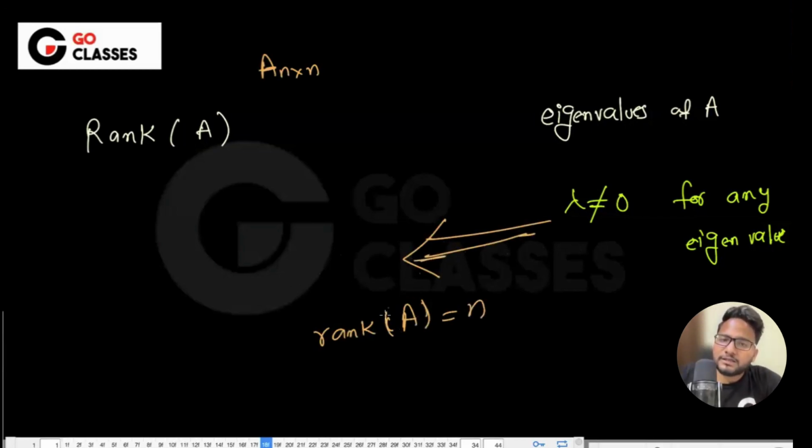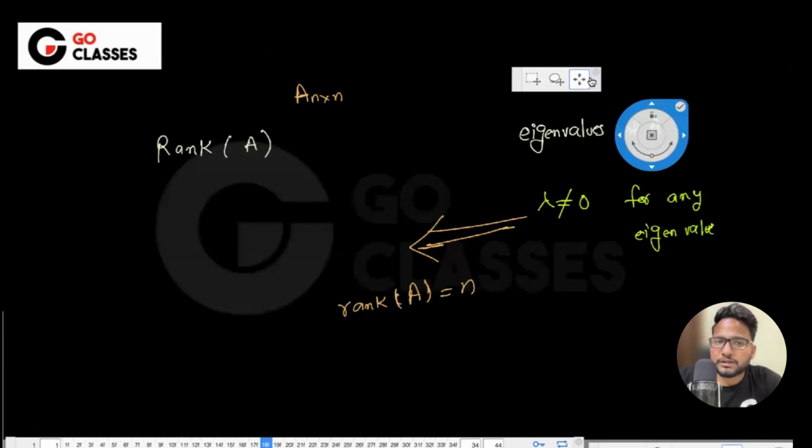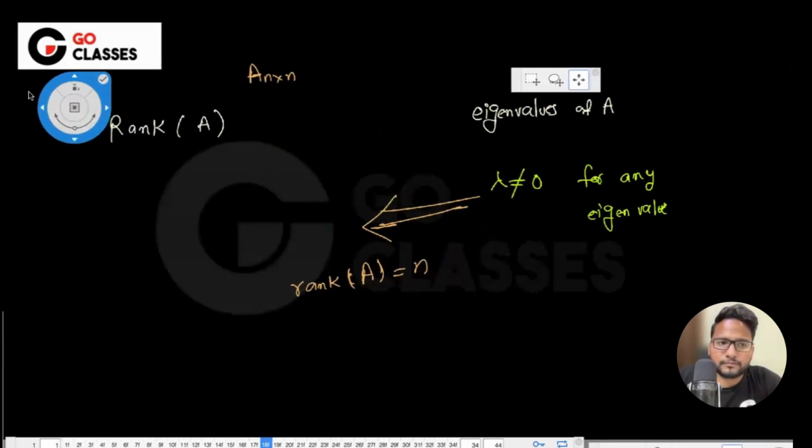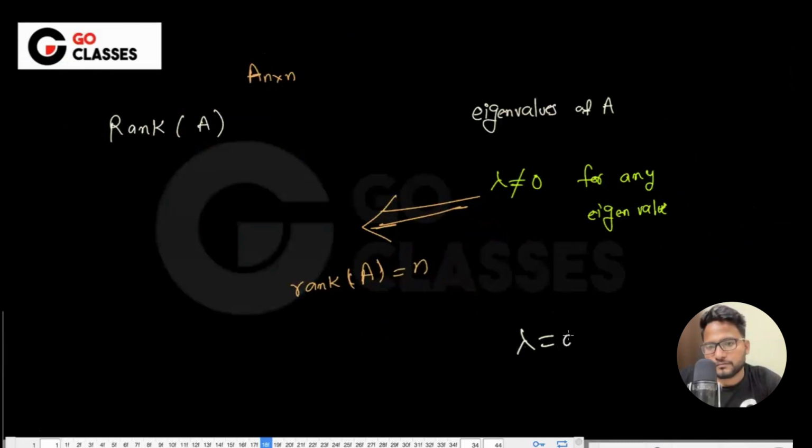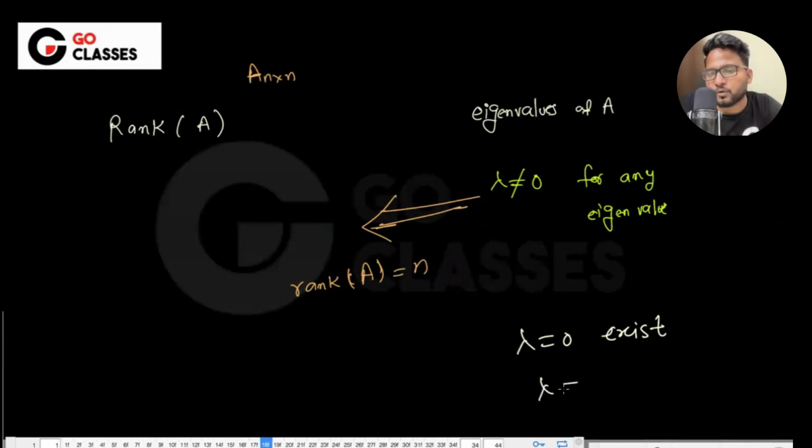Now let's see the second case where lambda equal to 0 exists. Suppose lambda equal to 0 is repeating two times. Or maybe just repeating one time. Let's suppose it is repeating one time, not two times. For example, we can do it two times, but for example, it is repeating one time.